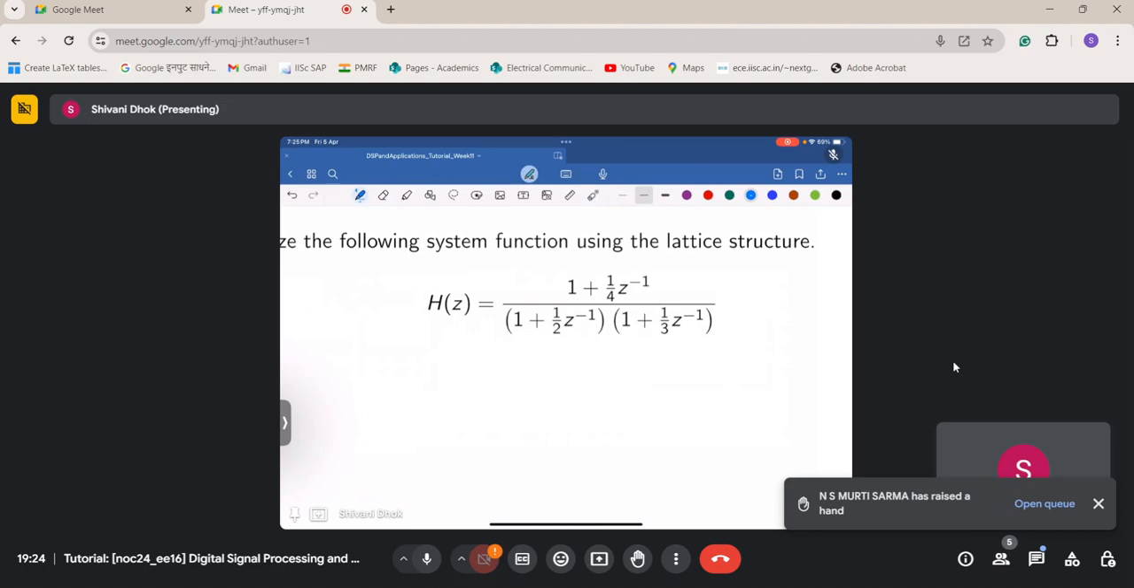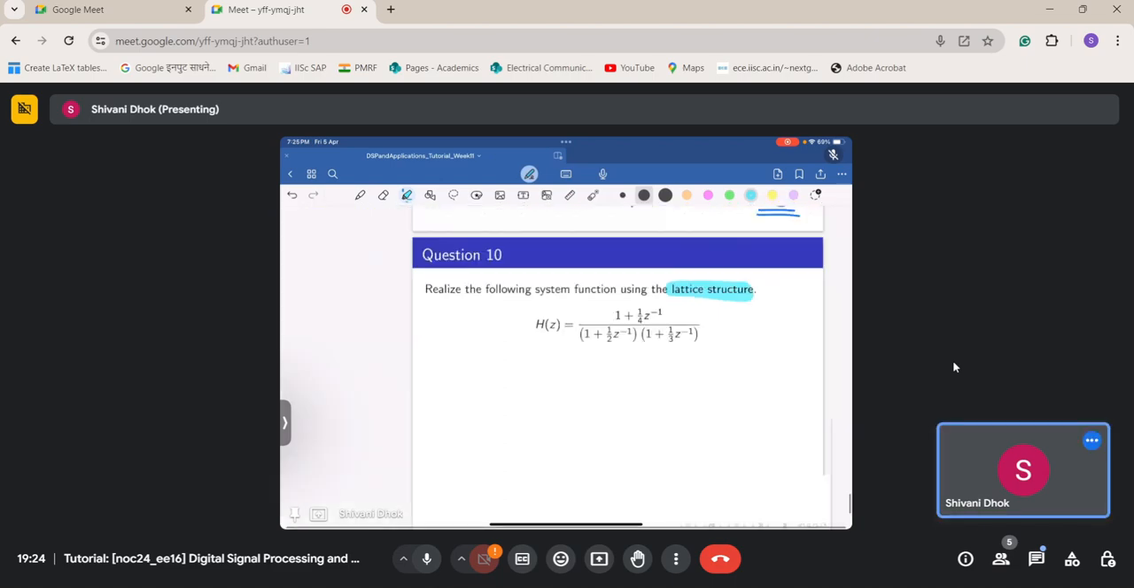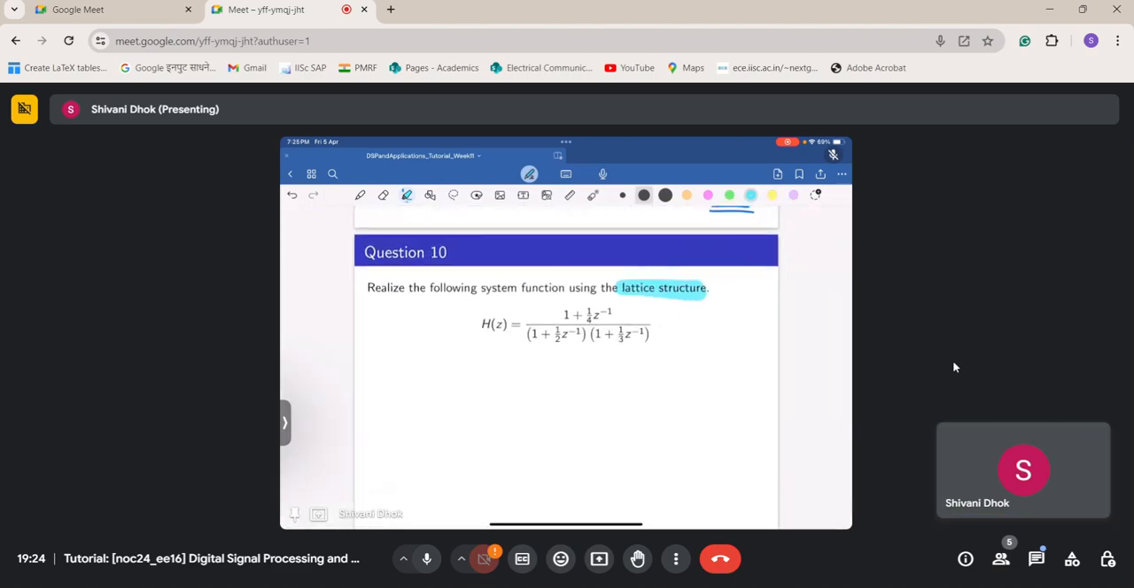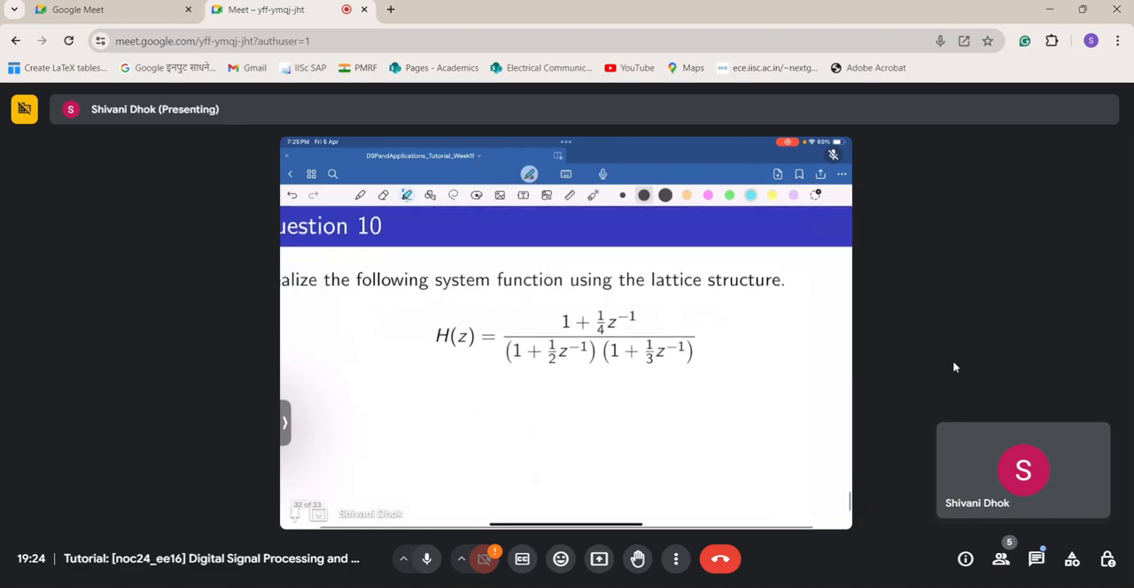Madam, when this question is given, is it series or parallel? Sir, lattice structure. You are doing series or parallel, like H1 plus H2, the sum of the two transfer functions, that is parallel, no? No, we are doing two transfer functions H1 of z plus H2 of z, and we are using lattice structure. In which question? Sorry, madam. Please go ahead, madam.